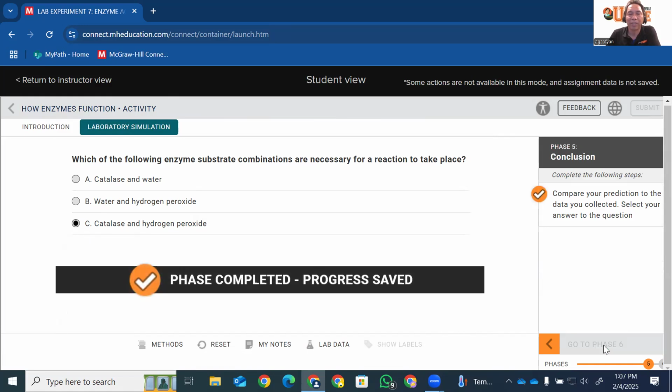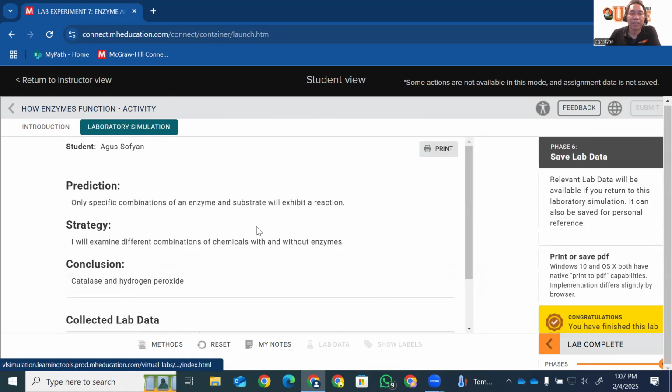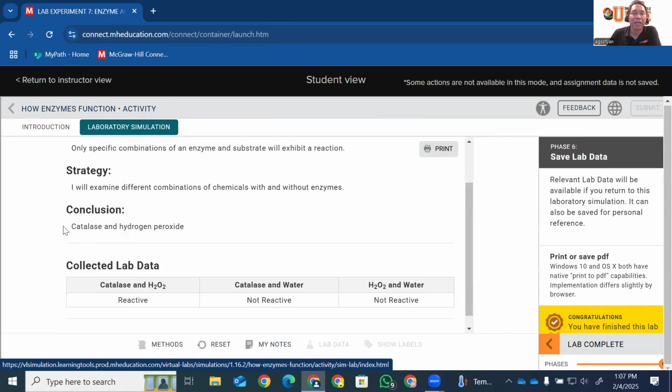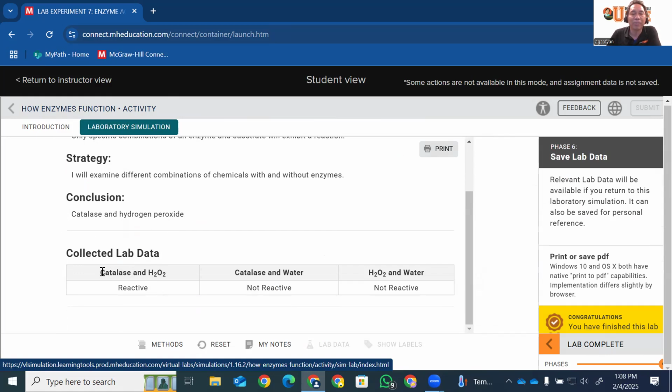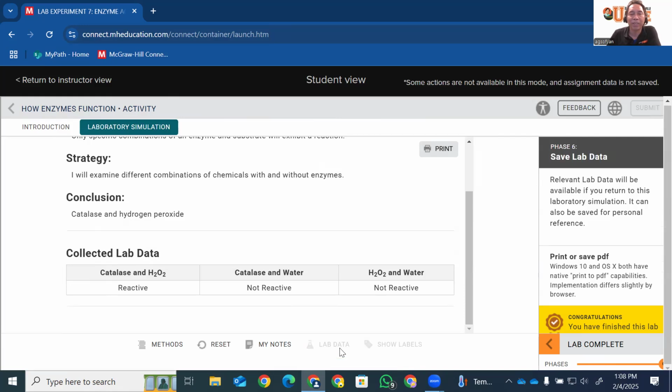Go to phase 6. So this is our prediction: the specific combination of enzyme and substrate will exhibit a reaction. I will examine different combinations of chemicals with or without enzyme. That's our strategy. And the conclusion: catalyst and hydrogen peroxide is the one that will be reactive. And this is our result, which we put in this data. We completed this experiment, and you should get points for this.